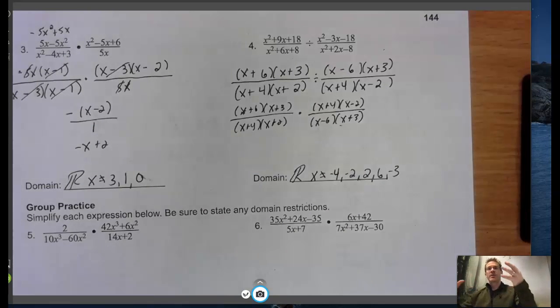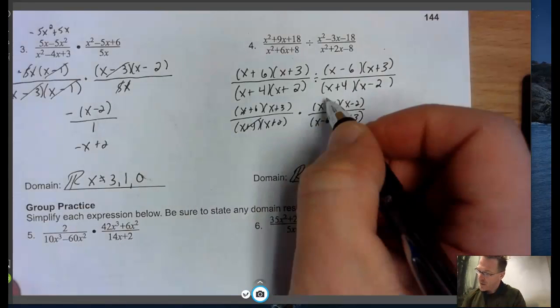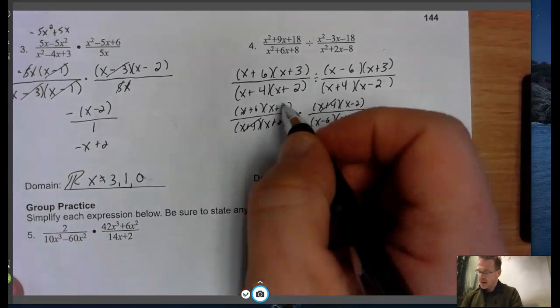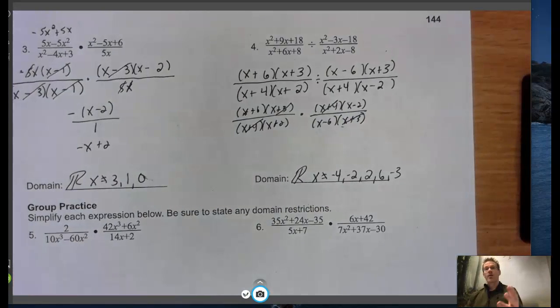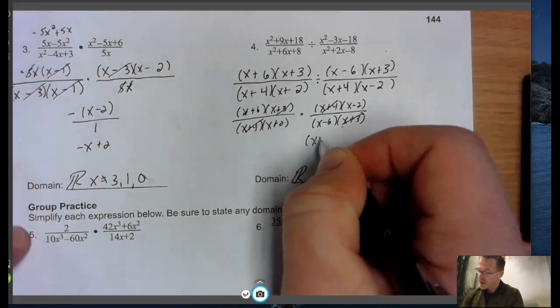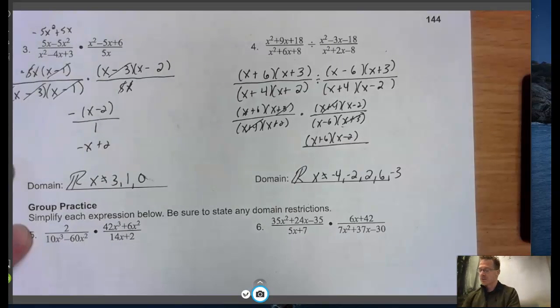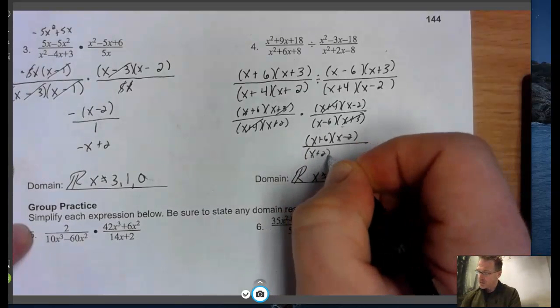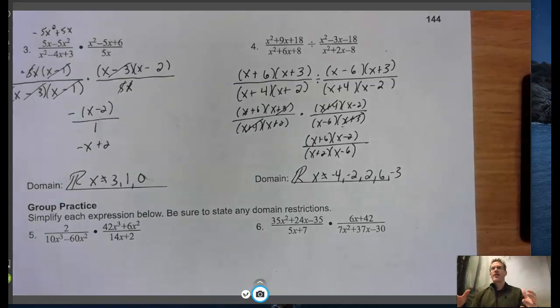Now we want to start looking for those common factors. I see an x plus 4 divided by an x plus 4. I see an x plus 3 divided by an x plus 3. And then I have no other common factors, so in my numerator, I'm left with two pieces: x plus 6 times x minus 2, and in my denominator, I have x plus 2 times x minus 6. All right, my friends, that wraps up our lesson on multiplying and dividing rational expressions.